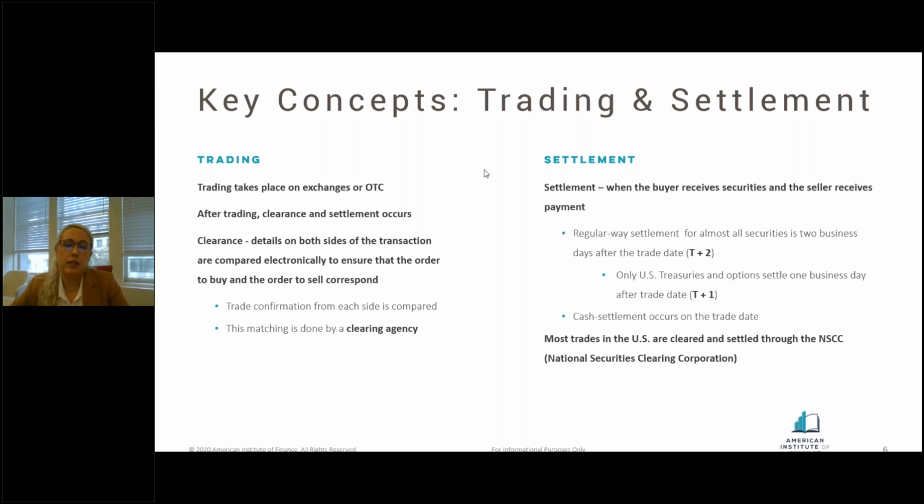The regular way settlement is called T+2, which means 2 business days after the trade date. So that's for almost all securities. Only US Treasuries and options settle within 1 business day after the trade date, and so T+1. And then cash settlement occurs on the trade date. So most trades in the US are cleared and settled through the NSCC, or National Securities Clearing Corporation. So that's a little bit about trading and settlement.